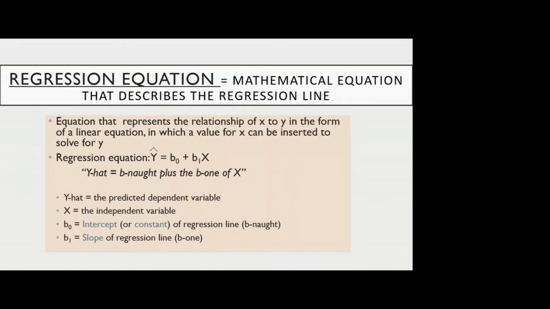The regression equation, as stated earlier, is the mathematical equation that describes the regression line. It is the equation that represents the relationship of x to y in the form of a linear equation. And it's telling us a value for x can be inserted to solve for y. So we use this equation so that we can make predictions for what our y might be.